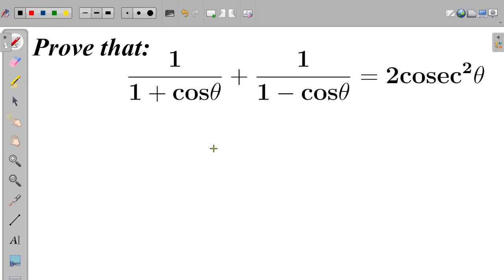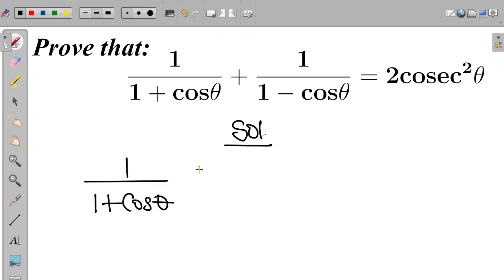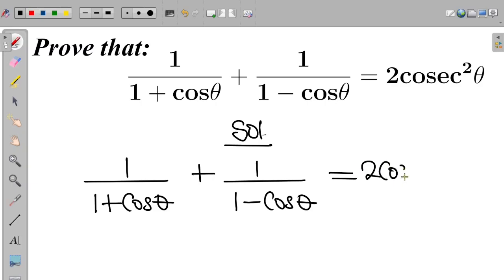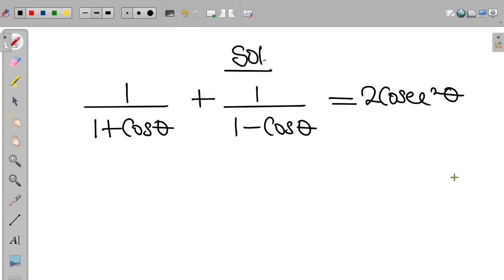Now, in this question, we have to prove that the left-hand side is equal to 2 cosec squared theta. So let's obtain the proof. We have that 1 divided by 1 plus cos theta plus 1 divided by 1 minus cos theta is equal to 2 cosec squared theta. So at this point, the first step is to take LCM.